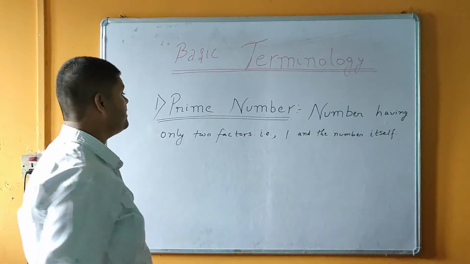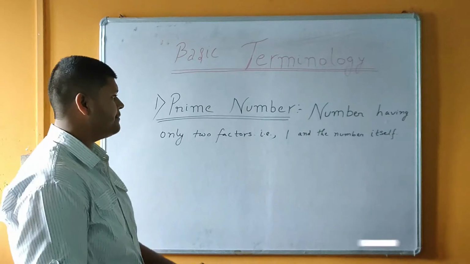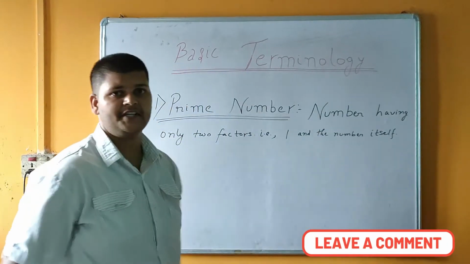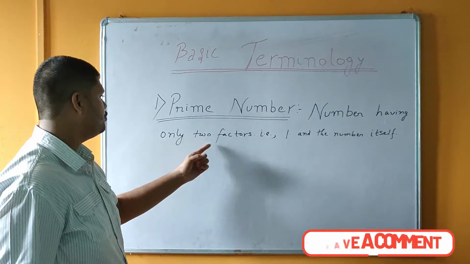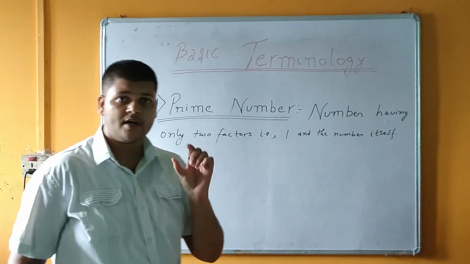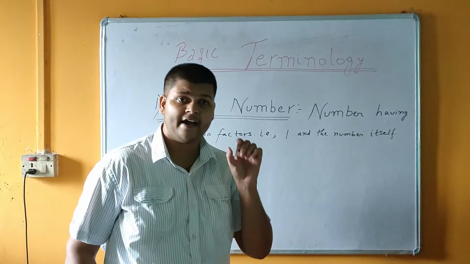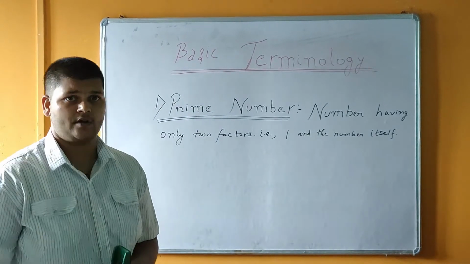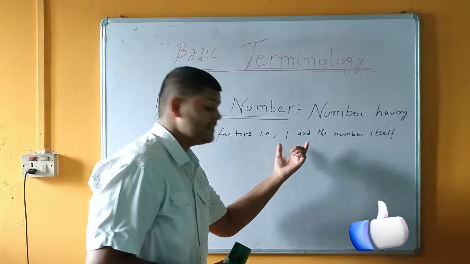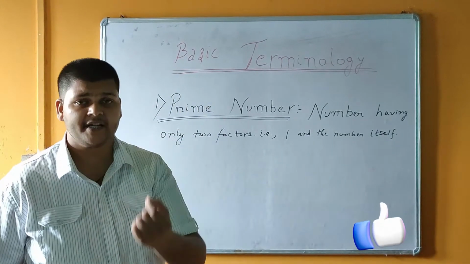Alright, what is a prime number? I have written the definition over here: a number having only two factors. Those numbers which have only two factors are considered prime numbers. What are those two factors? They are 1 and the number itself.